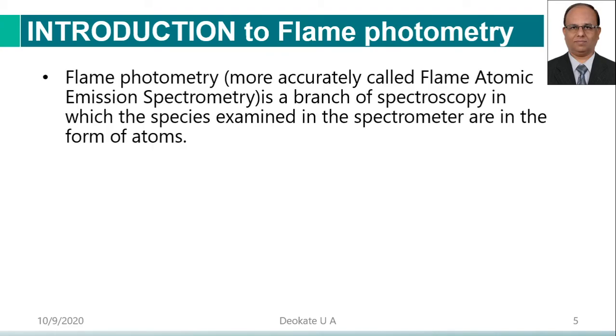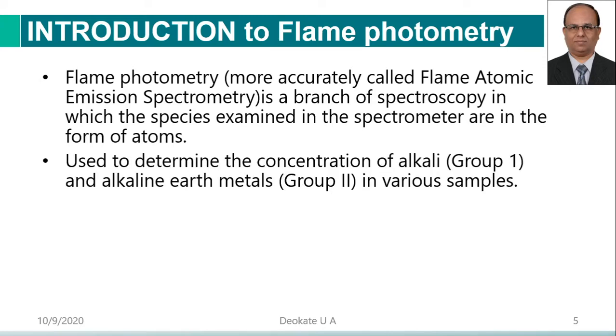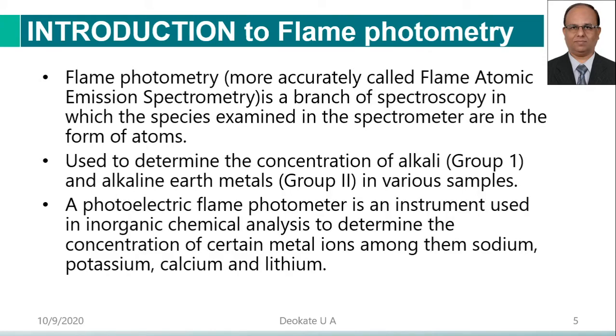Introduction to flame photometry. Flame photometry, more accurately called flame atomic emission spectroscopy, is a branch of spectroscopy in which the species is examined in the form of atoms. It is initially converted to atoms, then they are excited to a higher energy level, and come back to the ground state. While coming back to the ground state, they emit the energy in the form of radiation, which is studied. It is used to determine the concentration of alkali metals, that is group 1, and alkaline earth metals, that is group 2, in various samples. A photoelectric flame photometer is an instrument used in inorganic chemical analysis to determine the concentration of certain metal ions, among them sodium, potassium, calcium, and lithium.